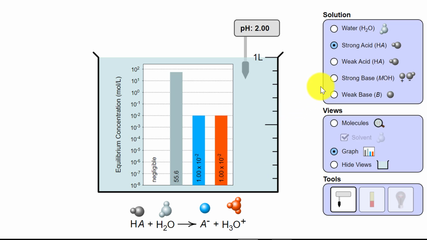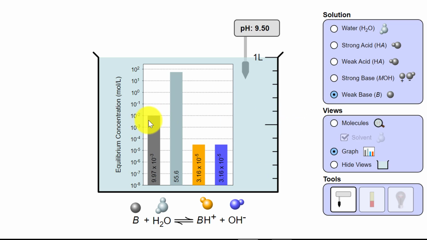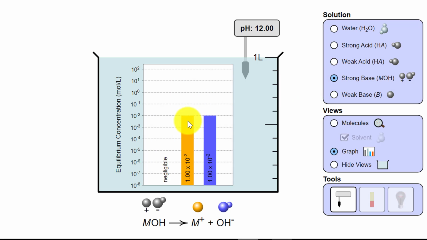Now let's look at the base. Notice the weak base: there's still a bunch of weak base left, and some of them are being dissolved into the OH minus. But look what happened when I have a strong base. All the base has completely dissociated in the form of OH minus. It's completely dissociated in water to make that OH minus.